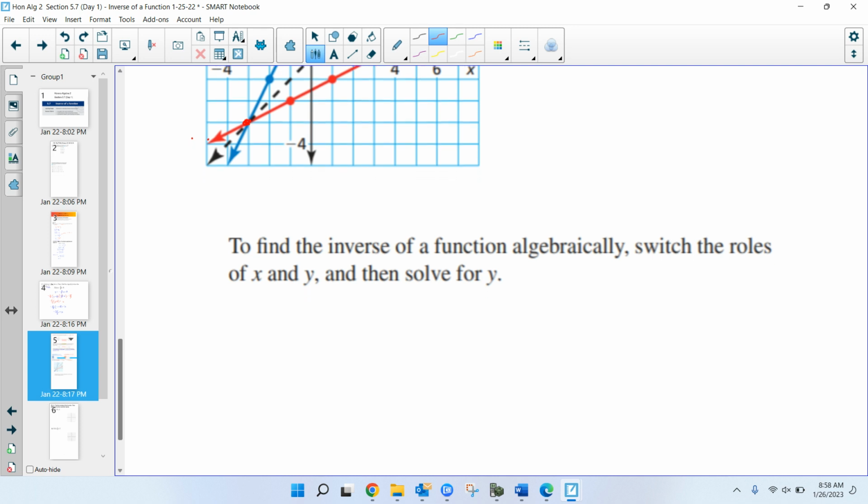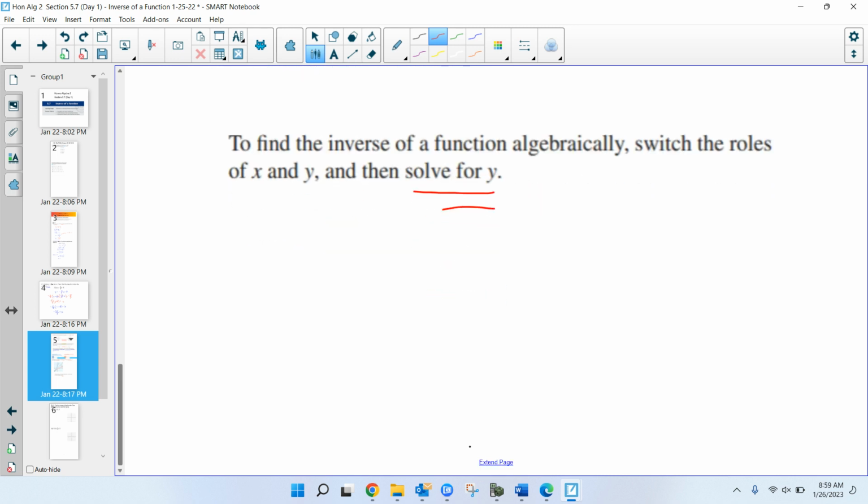To find the inverse of a function algebraically, switch x and y, and then solve for y. I'm not sure why it says switch the roles. I would even argue with this last statement. In calculus, we're not always going to be solving for y. Once you've switched x and y, you have created an inverse function, even if you don't solve for y at that point. Why would we solve for y? It makes it a lot easier to graph: plug it in the calculator, and there it is. But once you've switched x's and y's, it's an inverse. The domains and ranges have switched. You're dealing with inverses now.